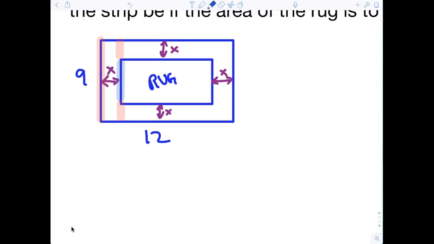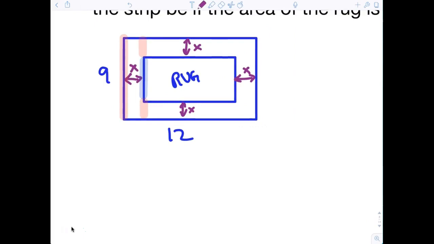You with me? So look, guys, what I need everybody to do is come down here and put 9 minus 2x. That's that distance right there. What's the other distance going to be? 9 minus 2x? No. 12 minus 2x. Very good. So the other distance is going to be 12 minus 2x. This distance right here is 12 minus 2x.